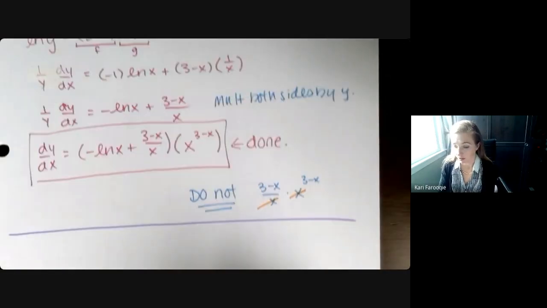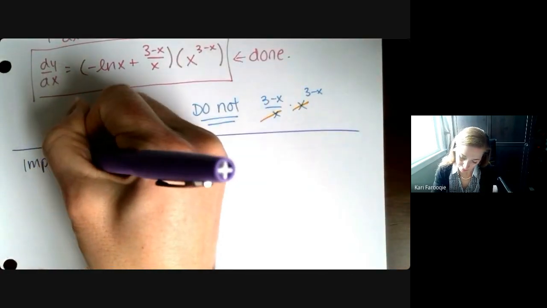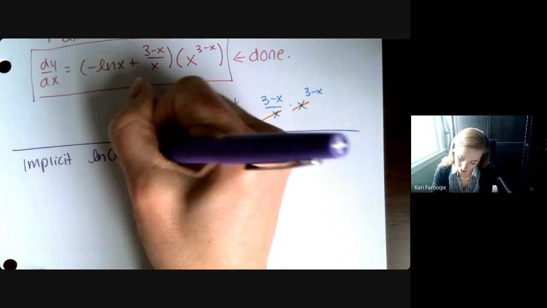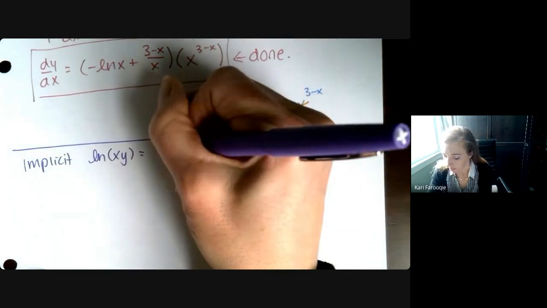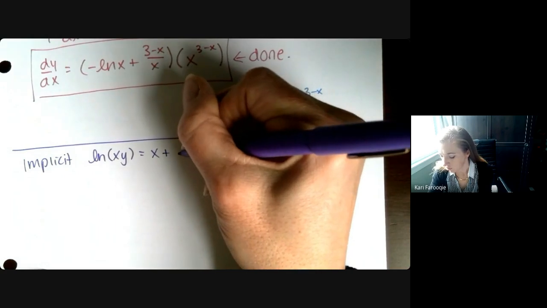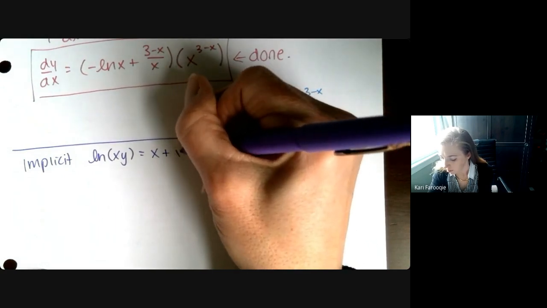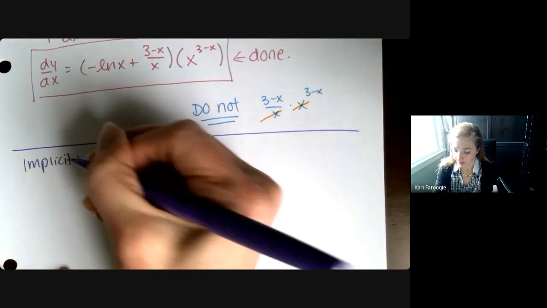Okay, let me give you a real quick example. Implicit. We'll say that it's ln of xy equals, we'll be quick, x plus y squared. Got it. All right, we're going to differentiate implicitly. Ready? I'm adding an example.